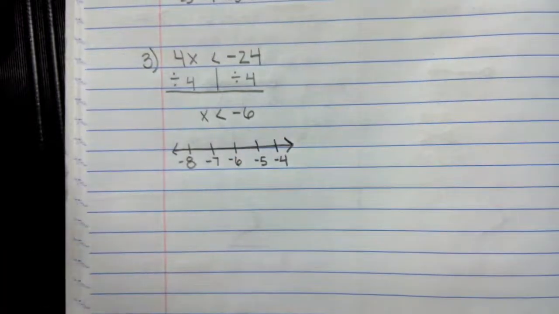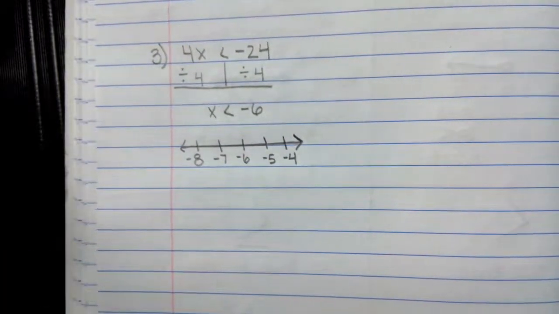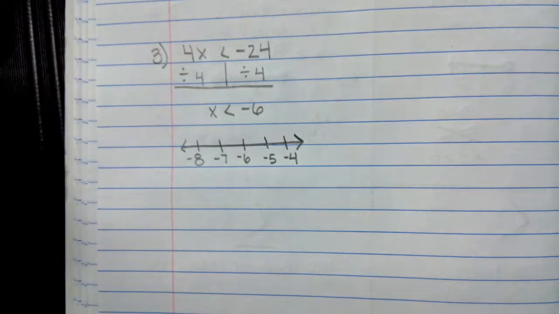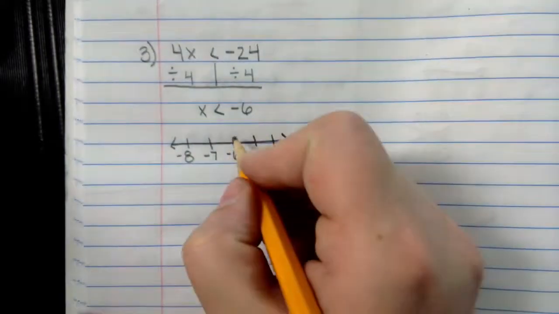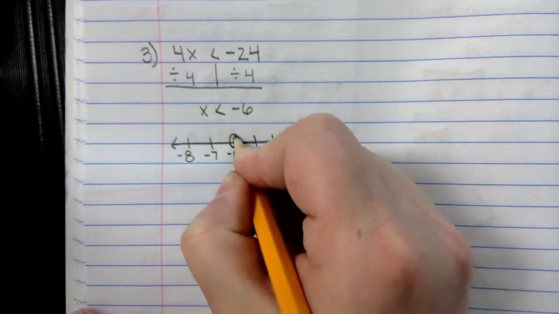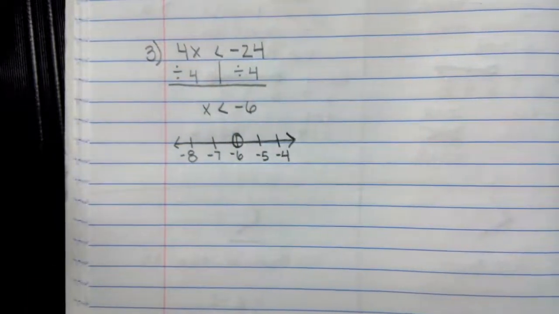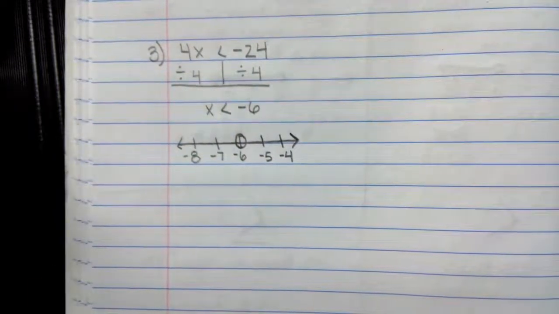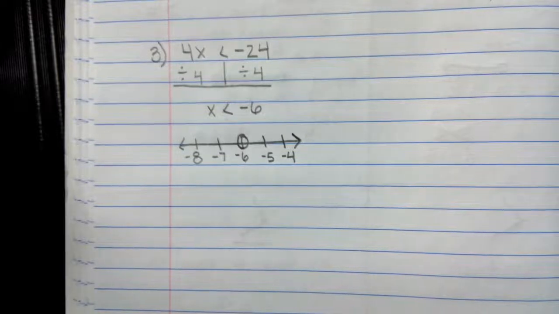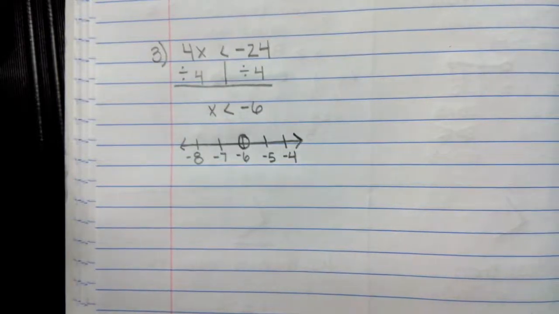All right, is this going to be an open boundary or a closed boundary? Why open? Good, we didn't have that equal. We didn't have that underline. And do I want numbers bigger or numbers smaller? Smaller. So which direction are numbers going to get smaller? Is it going to be more negatives or towards the positives? More negatives.